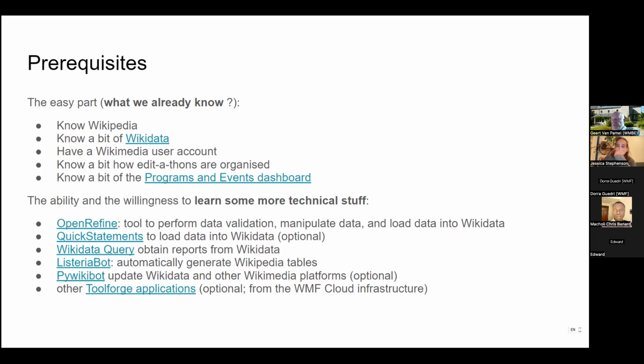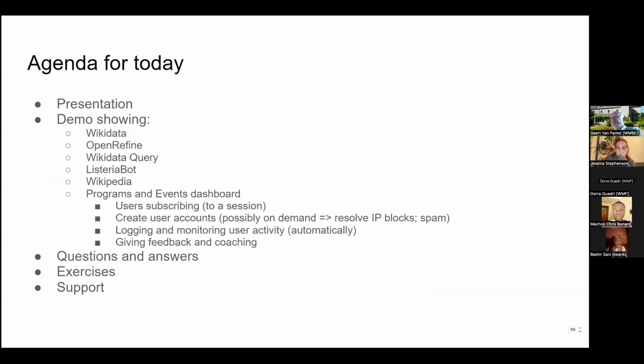With Listeriabot, you can automatically generate Wikipedia tables in, for example, a project namespace article. And PyWikibot you can use to update Wikidata and other Wikimedia and Wikipedia projects automated using a Python script. And then there are a lot of other Toolforge applications, but I will not present them today because it's already sufficient.